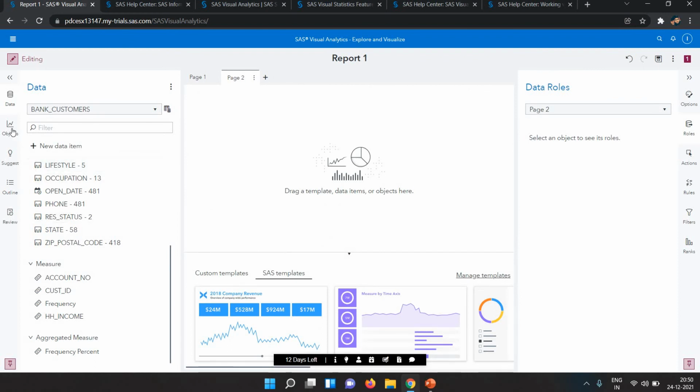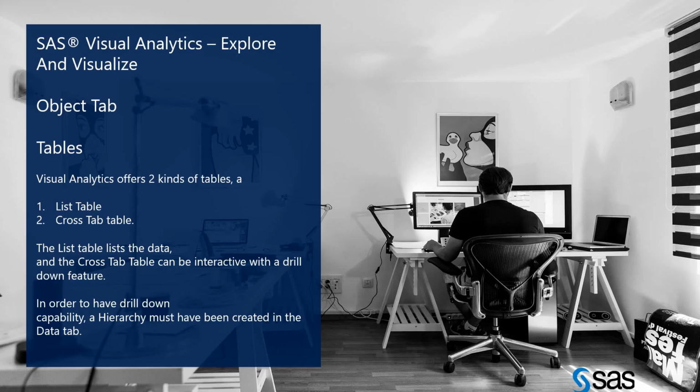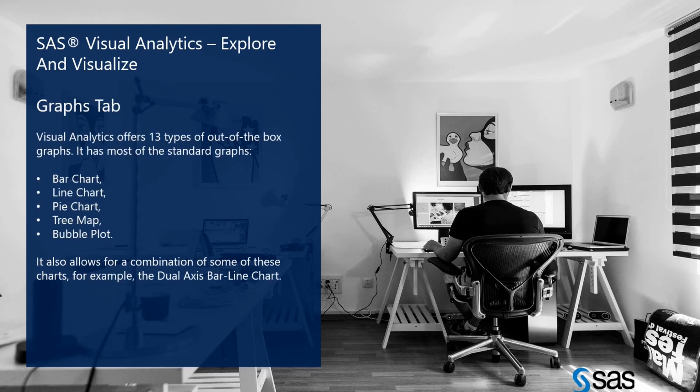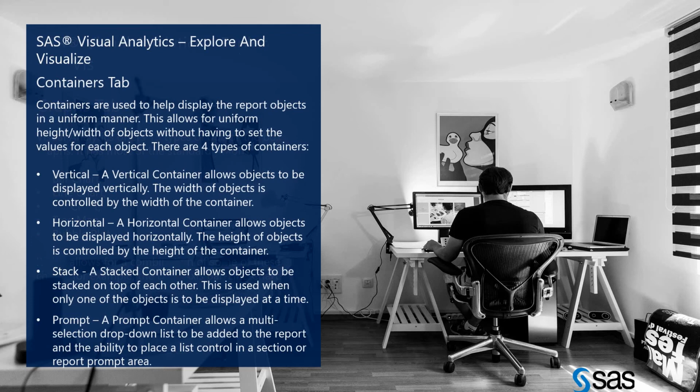Okay, next we have multiple graphs: bar chart, line chart, pie chart, and the mix chart is also there. Next we have the containers. Containers are used to help display the report objects in a uniform manner. These allow uniform height and width without having to set up values for each object. There are four types of containers: vertical, horizontal, stack, and prompt.